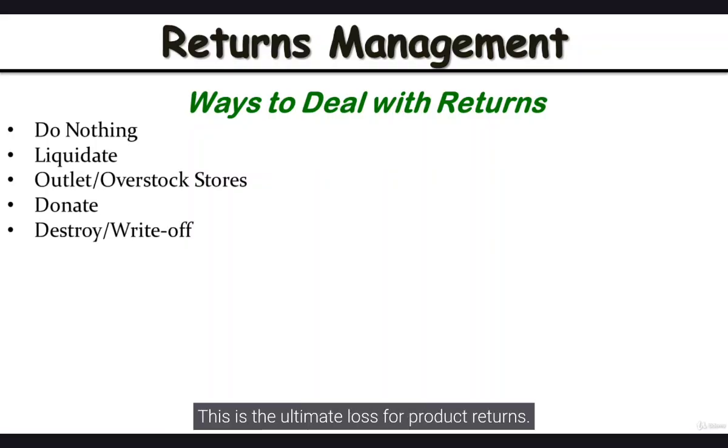Destroy write-off. This is the ultimate loss for product returns. However, it may be the right solution for some situations where the product has low value or channel conflict might occur. It is suggested that the product be destroyed and certified as destroyed, or you must be prepared to see it resurface from resellers on the internet and through other outlets. Typically, destroy write-off results in a negative product cost of -20 to -40%.